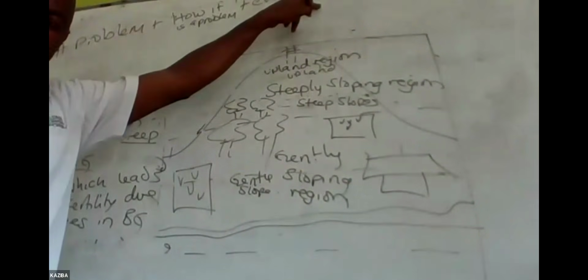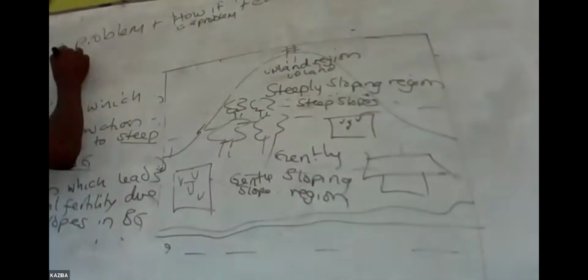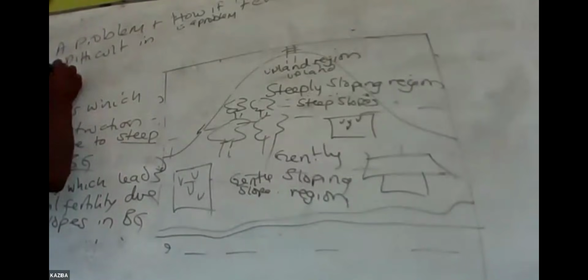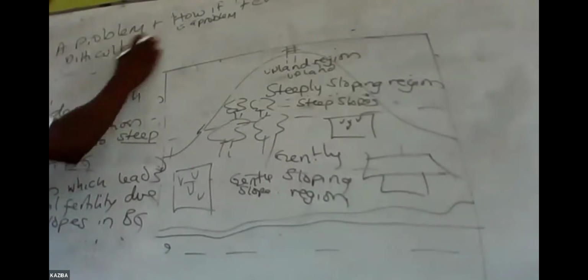Okay, let's continue. So I say you give a problem. How it is a problem? Give evidence and ground. You give a problem, how it is a problem, evidence and ground. For example, we have difficulty in setting up. Let's first leave this one.